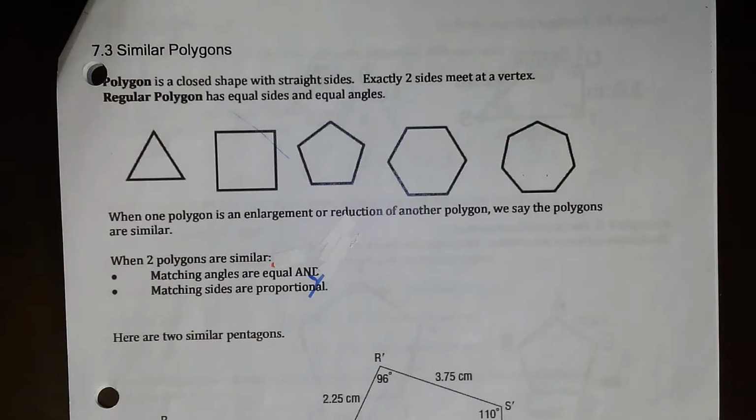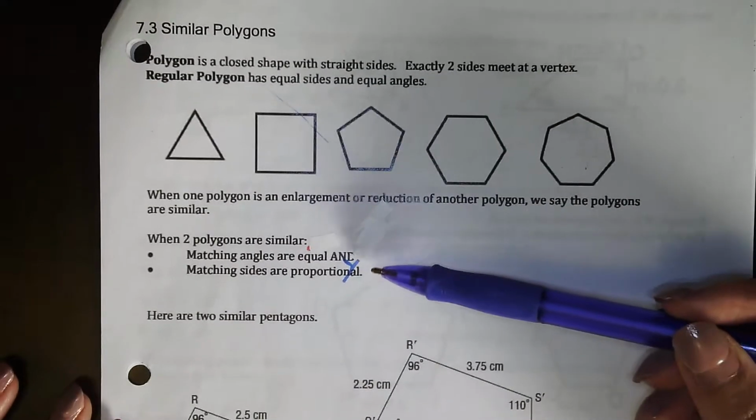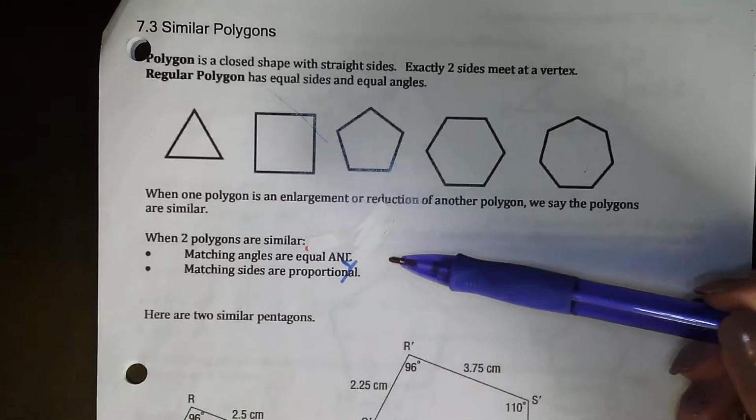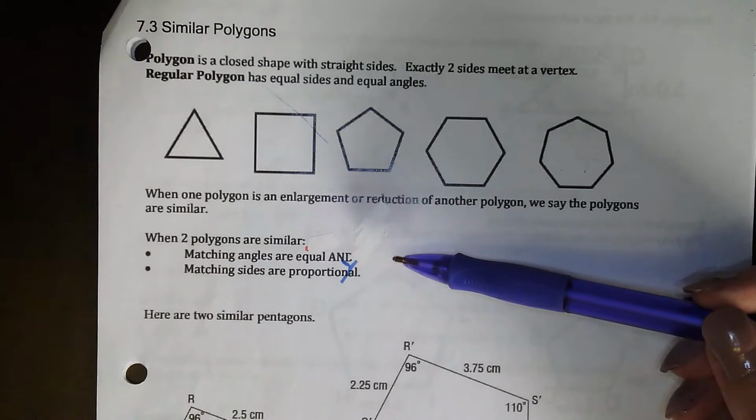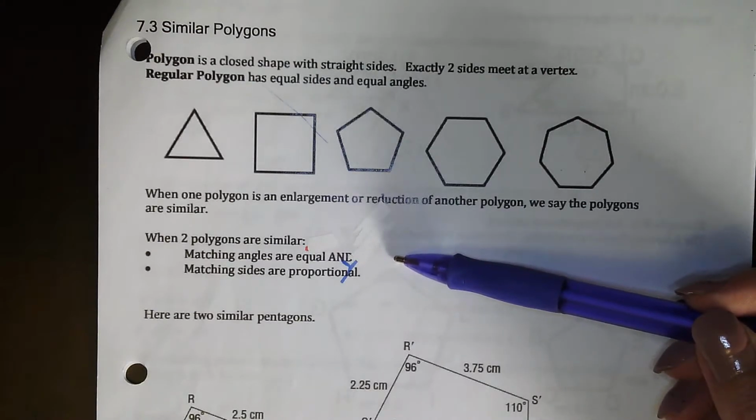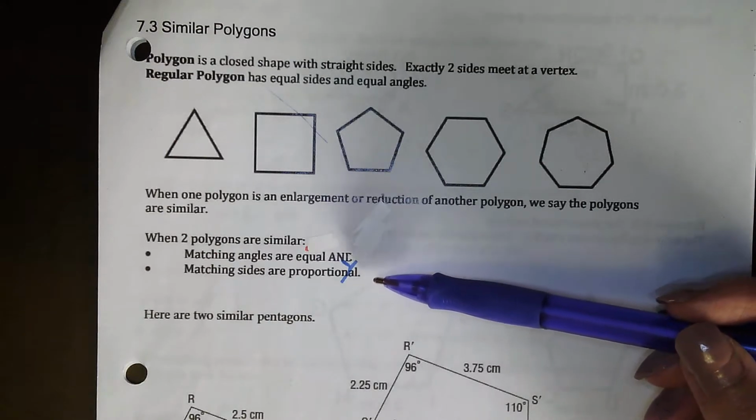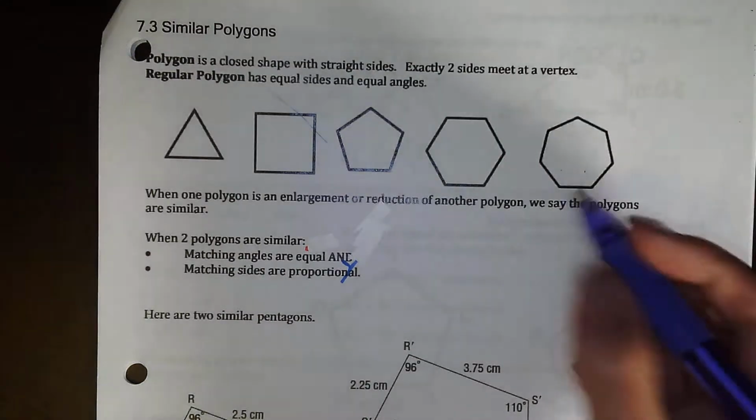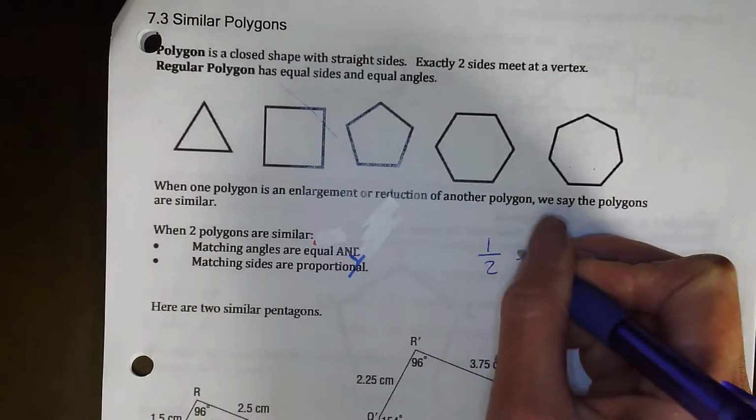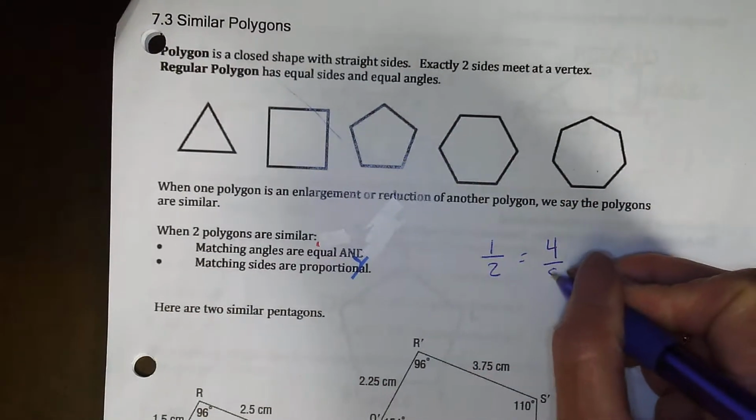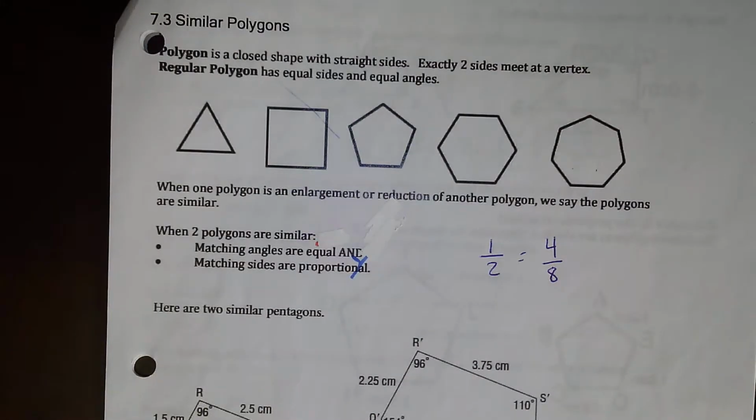In order for two shapes or two polygons to be considered similar, these rules must occur. I'm just going to point out here, when two polygons are similar, they must have all matching angles, and their matching sides must be proportional. What that means, we looked at in our last video: a proportion is when a fraction or a ratio happens to be equal to another. So for instance, 1/2 equals 4/8. Matching sides do need to be proportional in that case.